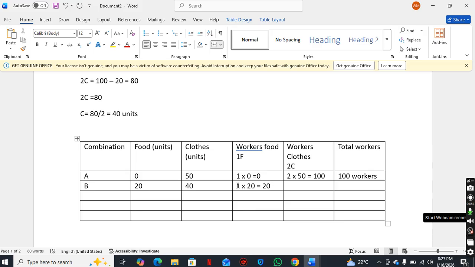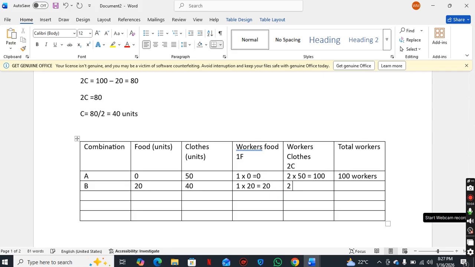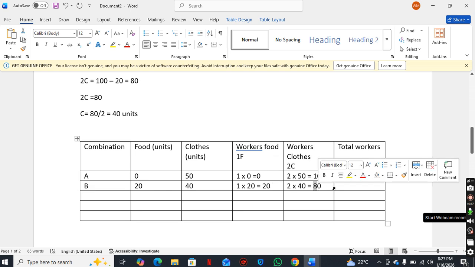Then for the clothes, 40 units of clothes, and each unit requires 2 workers. So in total you're going to say 2 times 40, you have 80 workers. So you need 80 workers for the clothes. So total number of workers 20 plus 80, again 100 workers.